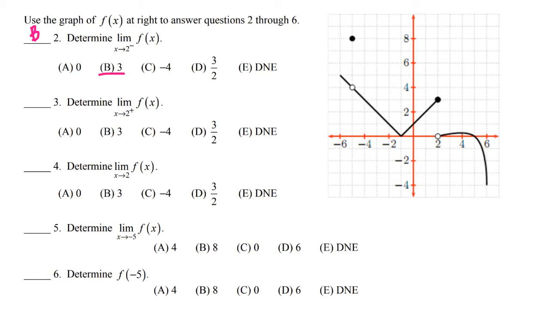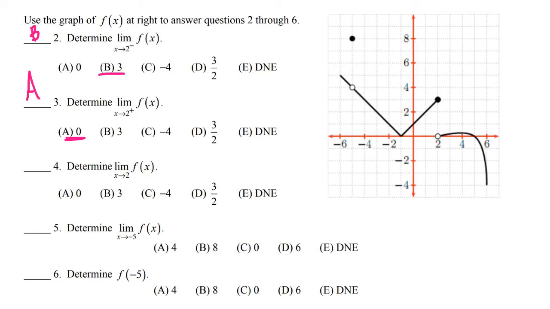By the same idea, let's trace along our graph. On the next side, we're coming in toward 2, but we're coming in from the right side. And notice as we get closer and closer and closer to 2, the intended height for y is going to be 0. So that's going to be answer choice A.